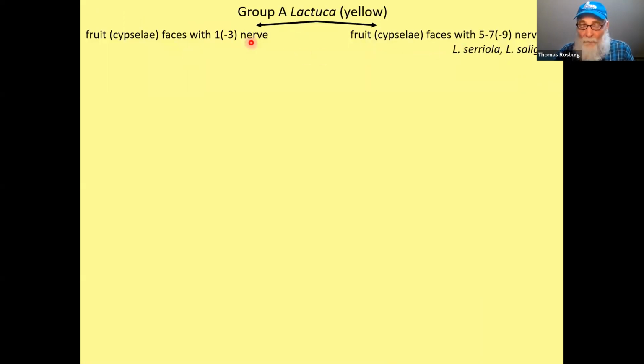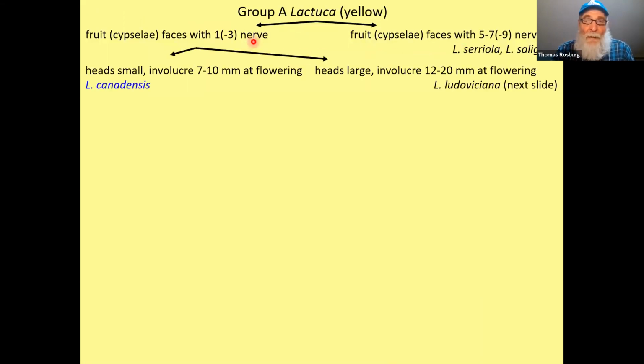That's on the basis of the achenes. And the two groups are looking at the cypselae, the achenes, again, the fruits, and how many nerves, basically lines, are on the face of those achenes, those cypselae. 1, maybe up to 3 in some cases, but normally just 1. Over here, the cypsela faces have 5 to 7. Could be as high as 9, but 5 to 7.